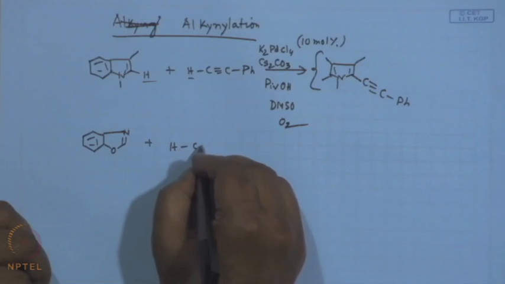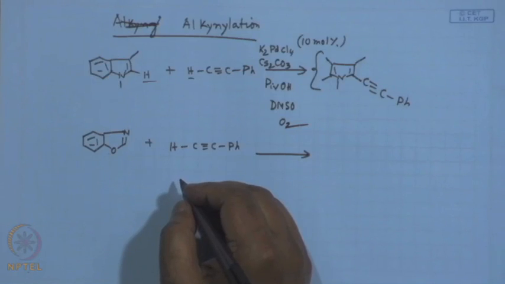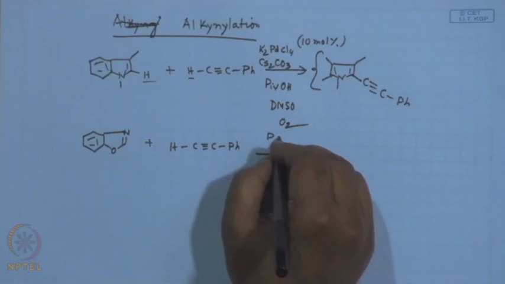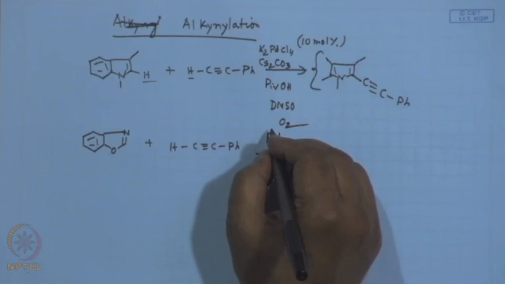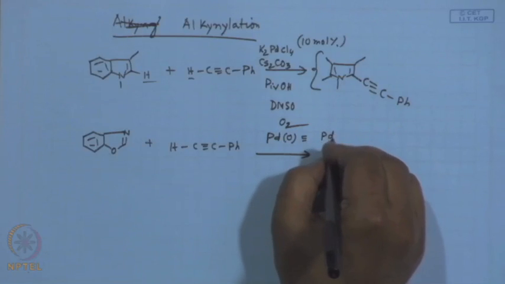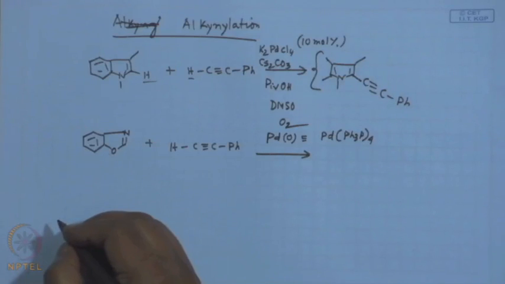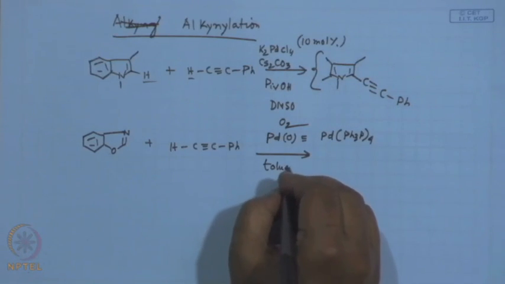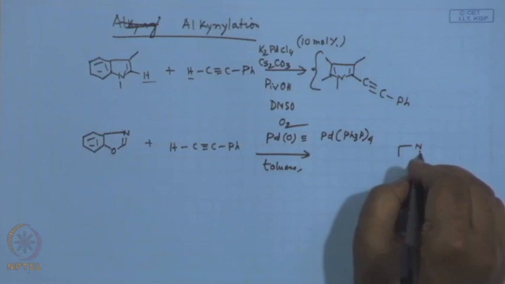Take this again, alkyne, and here first they use, see, there are so many people working on this. Basically, the fine tuning of these reaction conditions has to be done, and palladium 0 is used. So, this is basically the tetrakis triphenylphosphine palladium complex, which is basically palladium 0, and toluene is the solvent. Then the product of this dehydrogenative reaction.